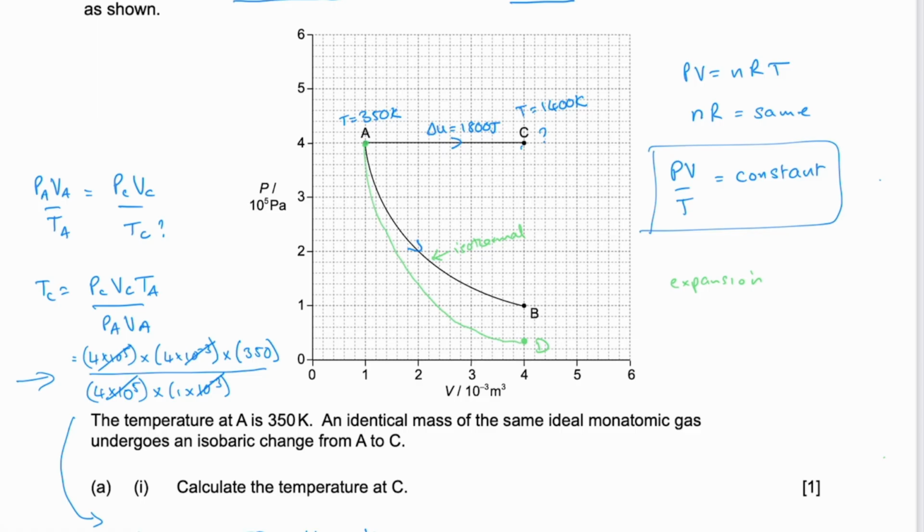Point D can be anywhere between B and 0 on this vertical line, but it does need to have crossed an isotherm, and that's why I've chosen that point there. And again, if you go back to the question, it does say that point D should be on this volume line. So it should be on the 4 times 10 to the minus 3 vertical line.